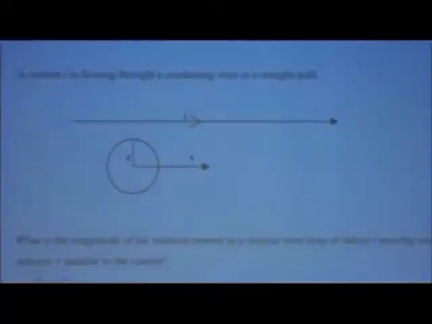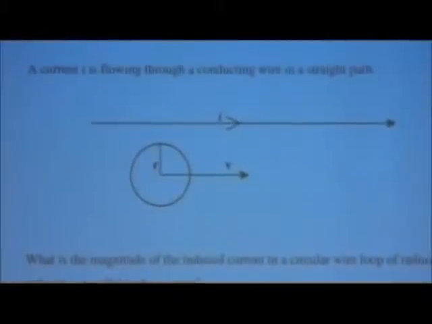All right, let's look at another one very quickly. A current I is flowing through a conductor. What is the magnitude of the induced EMF in the wire loop of radius r moving with a velocity v parallel to the current? You are given 5 choices. Talk to a person next to you.